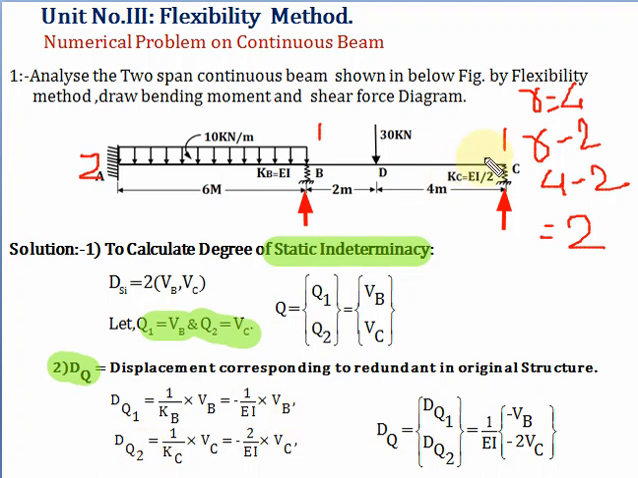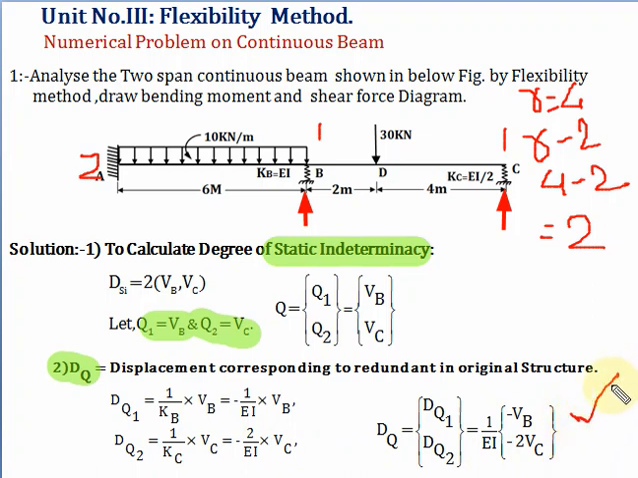Now at C support also there is a spring support. And the value of Kc they have given is EI by 2. So 1 upon Kc into VC. So here the value of Kc is EI by 2, so it will be 2 upon EI. So minus sign, as the displacement will be in downward direction. So minus 2 upon EI into VC. So DQ1 will be equal to minus 1 upon EI into VB. Taking 1 upon EI common, the matrix will be minus VB, and DQ2 will be equal to 1 upon EI in bracket minus 2 VC. So this is the DQ matrix.